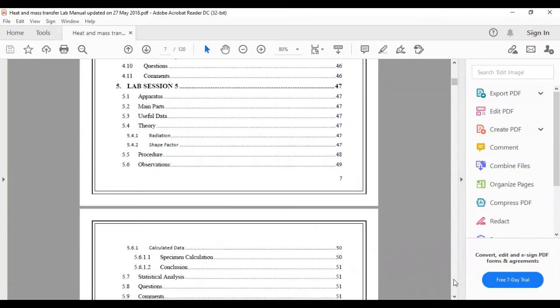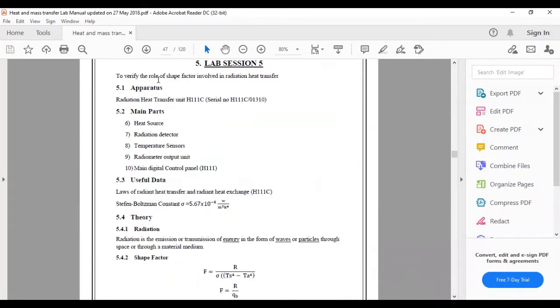So this is our lab session 5. The lab session is about to verify the role of shape factor involved in radiation heat transfer. So we will use an apparatus that is called the radiation heat transfer unit. Its code is H111C. The main parts are the heat source, radiation detector, temperature sensor, radiometer output unit, and main digital control panel.